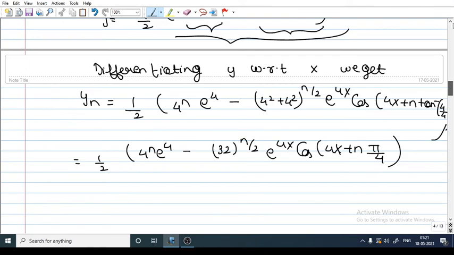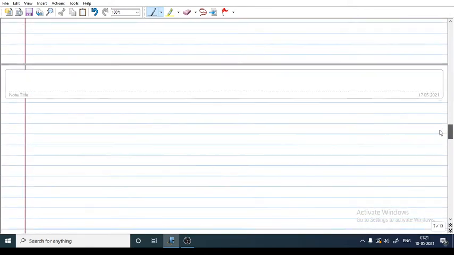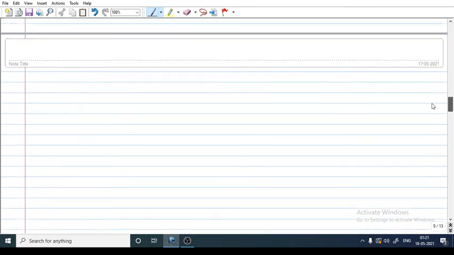So the next problem which we are going to have is this problem, which says if y equals e power ax cos square x sin x into sin x, find yn. Now how we will solve this? Again you have to convert the cos square x into (1 plus cos 2x) by 2, which we will do here. Okay, so let's take the page and solve this.